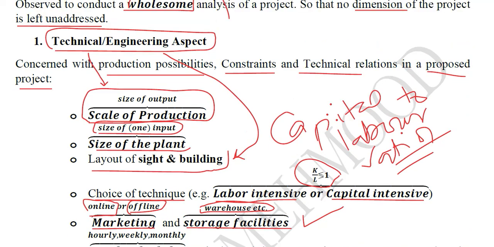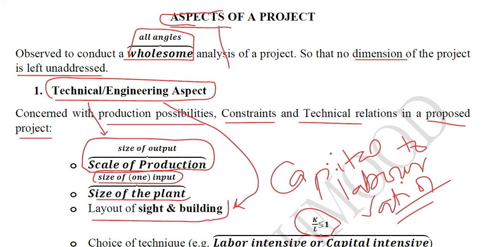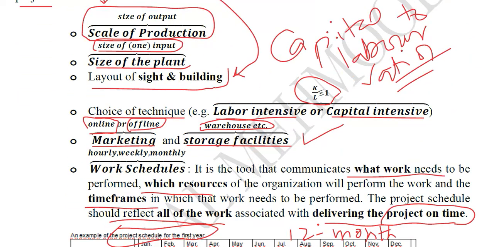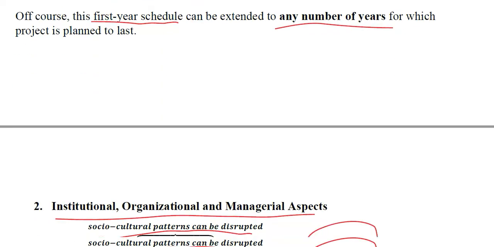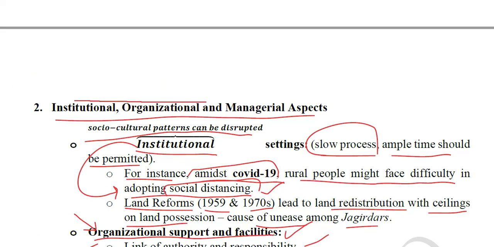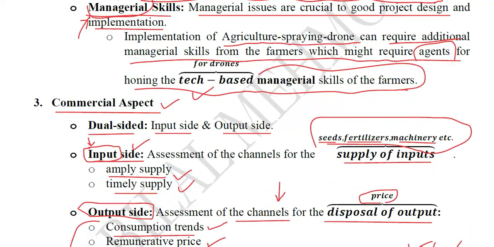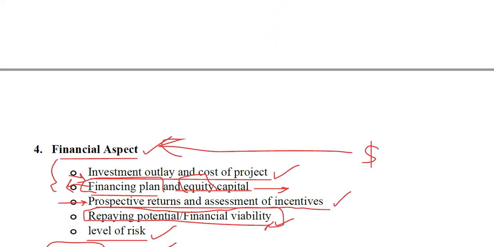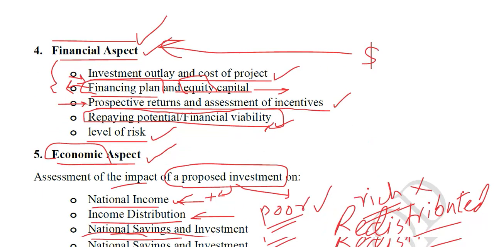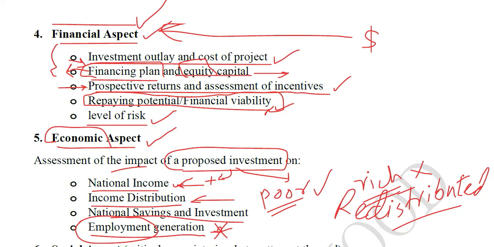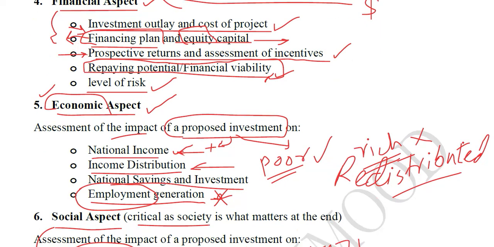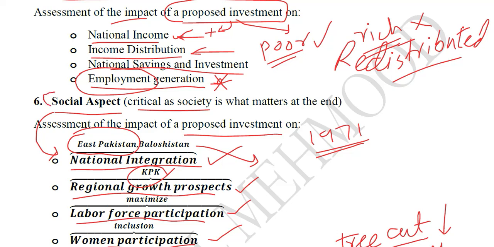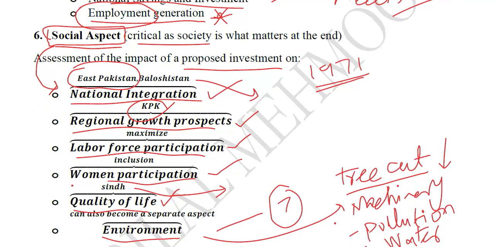So we have studied about 7 or 6 aspects of a project, and we know that if we want to conduct a wholesome analysis, we need to address all of these aspects as much as possible. The technical and engineering aspect, as the name goes, and then the institutional, organizational, and managerial aspects are to be considered, and the commercial aspect also needs to be considered, and then the financial aspect, financially speaking, the things how they are, economic aspect, the economic repercussions, and the social aspect, if the project is giving us social desirability or not, this is another thing we need to consider.